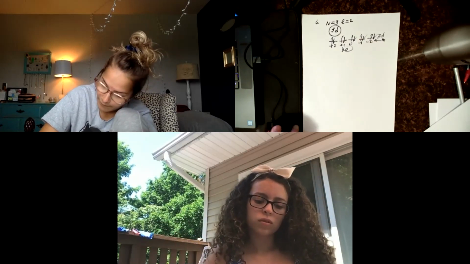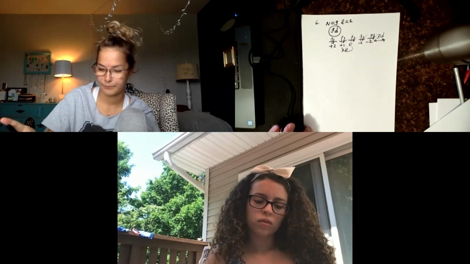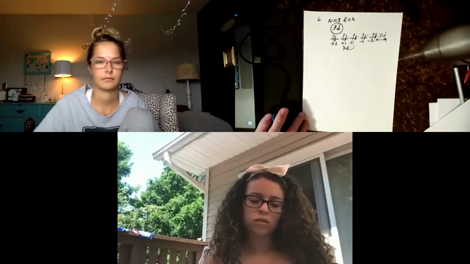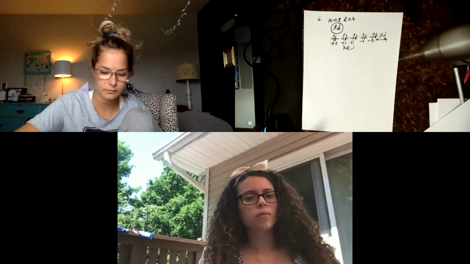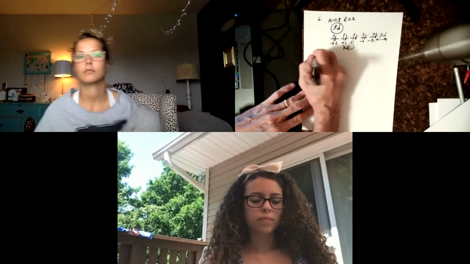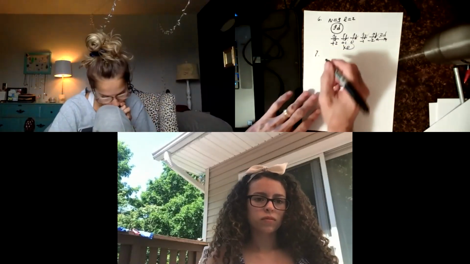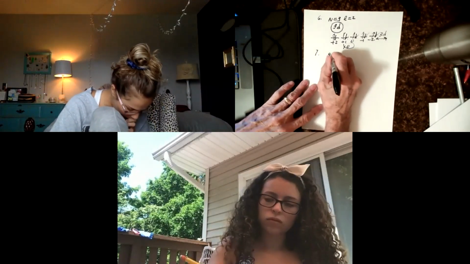Okay. What are the values of the 4 quantum numbers for the last electron added in a p4 configuration? And this is number 7. And I've got a 4p4.